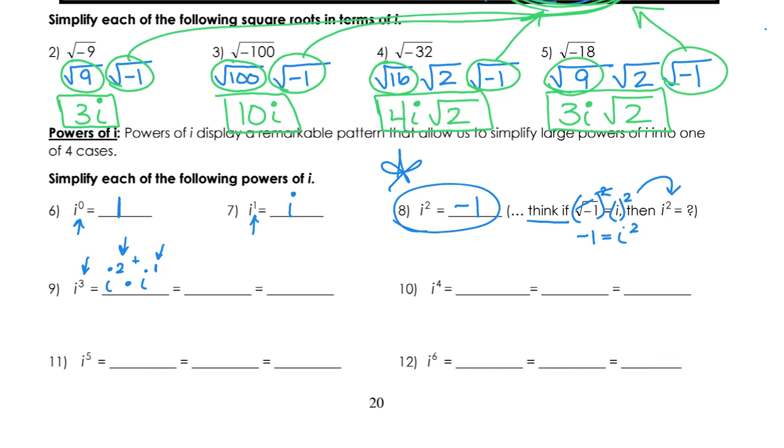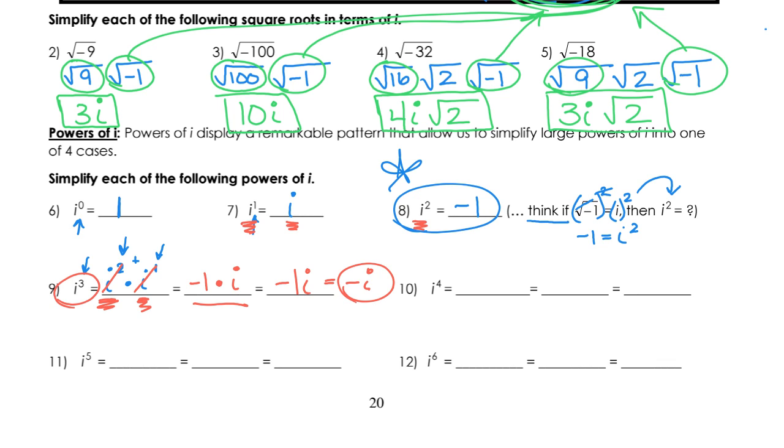Okay. And why we broke it up is because i squared was already figured out up in number 8. And so that's going to get replaced with a negative 1. Okay. Times i to the first, we already know from number 7 that i to the first is just i, and so i to the first gets replaced with i. Well, negative 1 times i is negative 1i, which is really just negative i. And so i to the third is really equal to negative i. Okay?